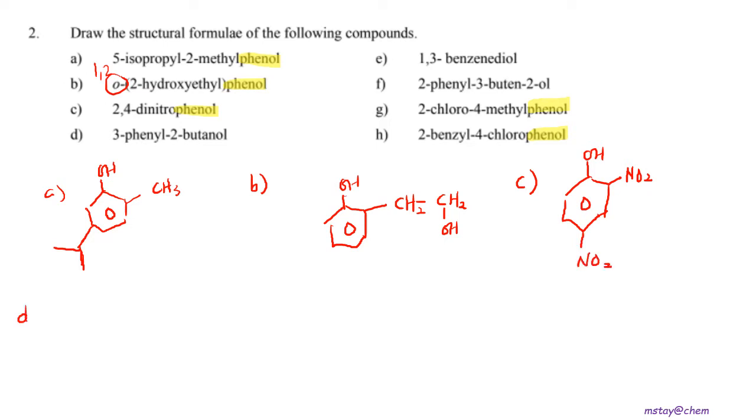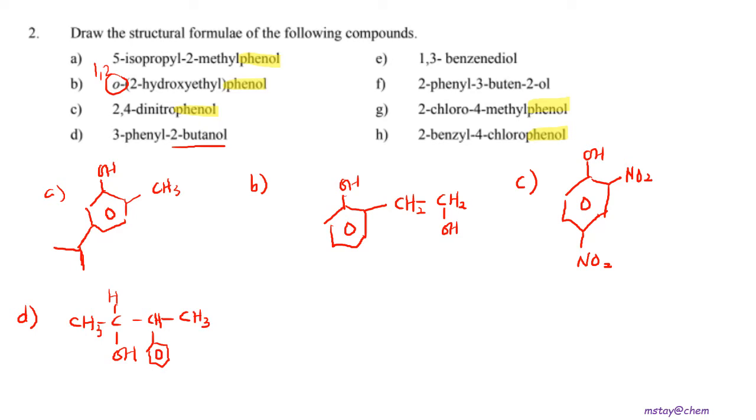Continue with structure D, 3-phenyl-2-butanol. The parent has 4 carbon. Second carbon is attached to the OH, and then third carbon is attached to the phenyl, which actually refers to the benzene ring. So CH3, CH, CH, and CH3.